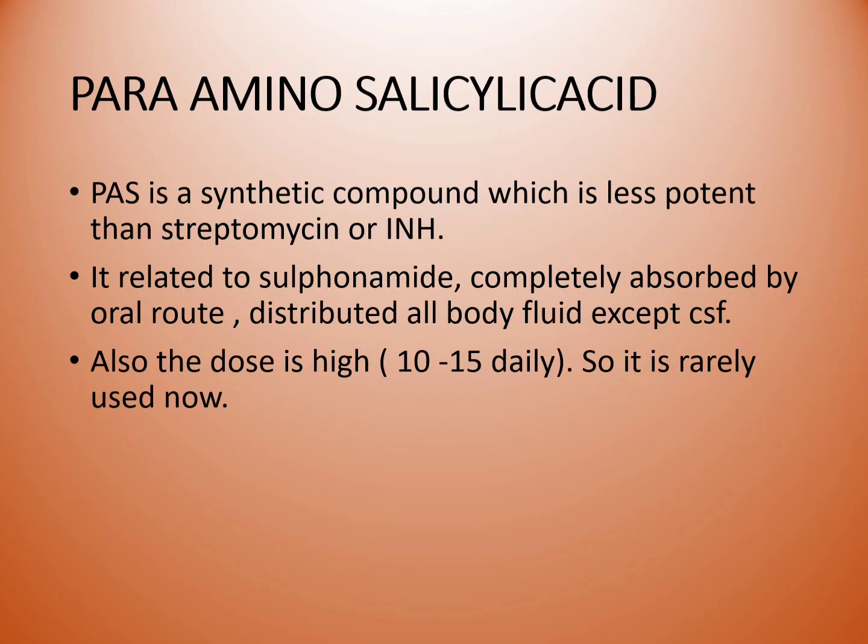The next example, para-aminosalicylic acid. This is also a bacteriostatic drug. It is one of the primary drugs. Para-aminosalicylic acid is a synthetic compound which is less potent than streptomycin or isonicotinic acid hydrazide. It is related to sulfonamide, completely absorbed by the oral route, and distributed in all body fluids except cerebrospinal fluid. The dose is high, 10 to 15 grams daily. So it is rarely used now.